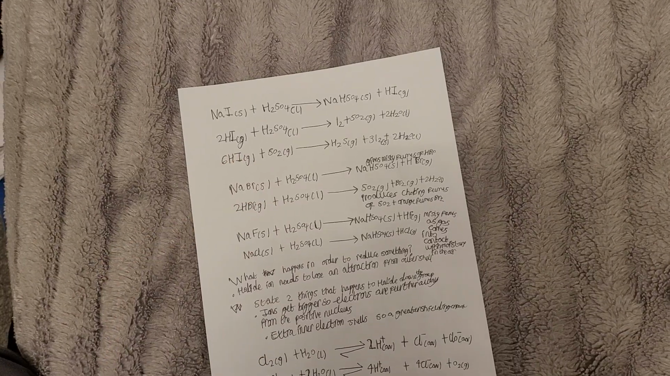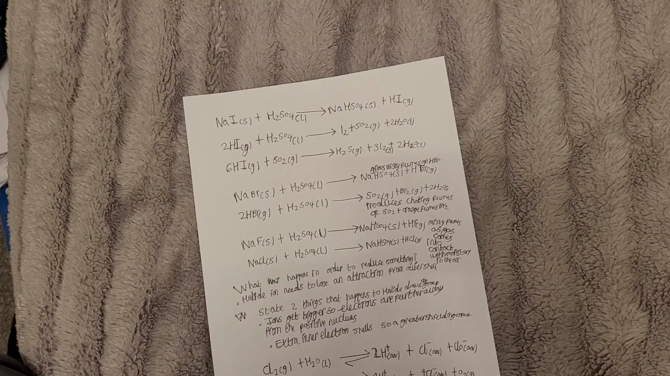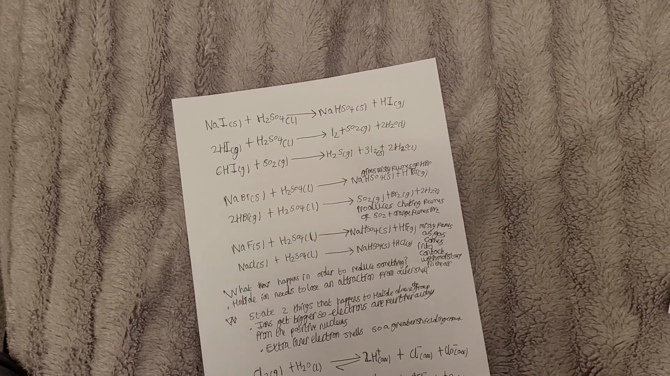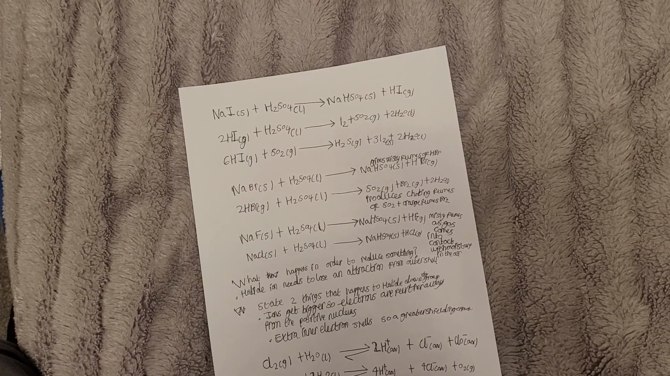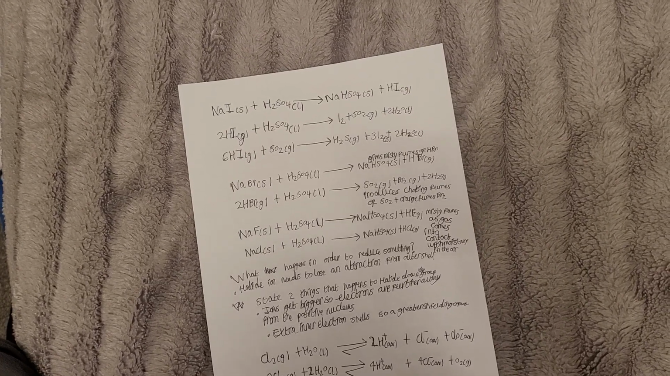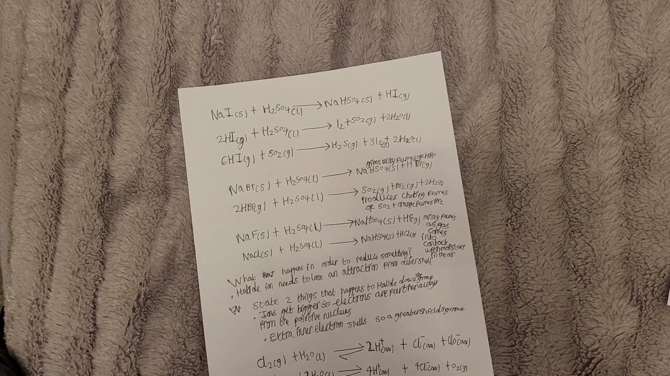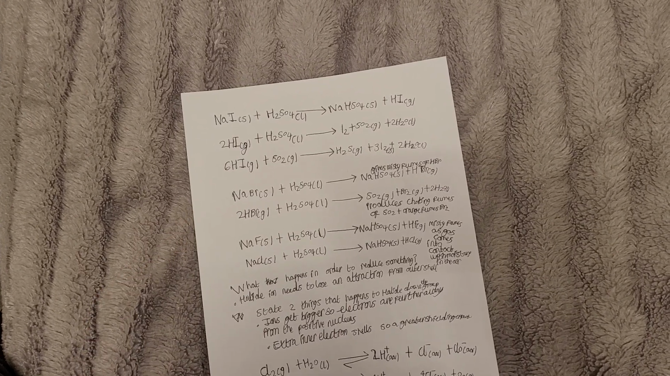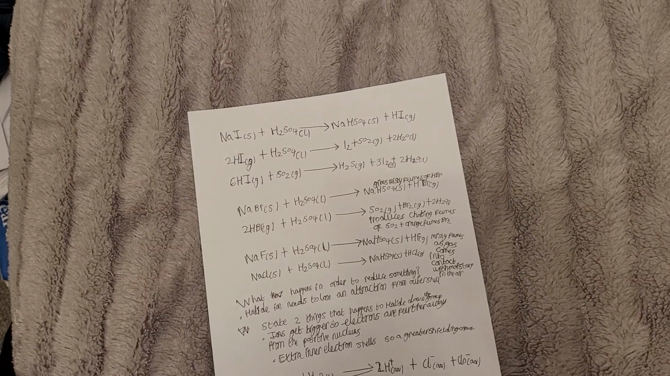6HI gaseous plus SO2 gaseous to form 3I2 solid plus H2S gaseous plus 2H2O liquid.